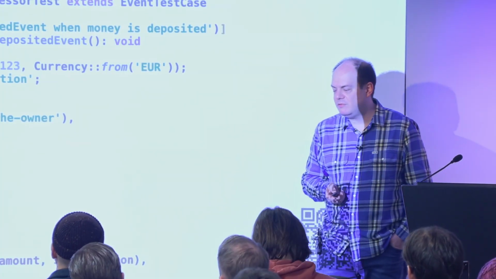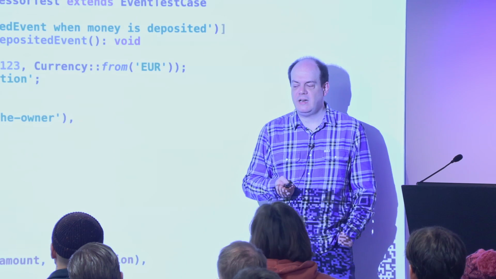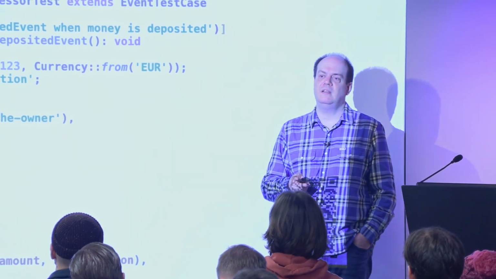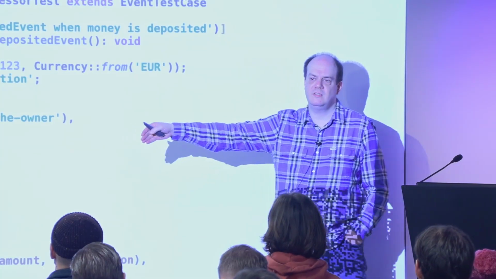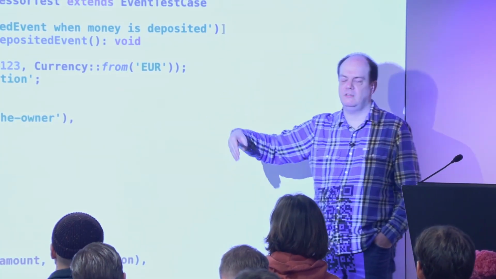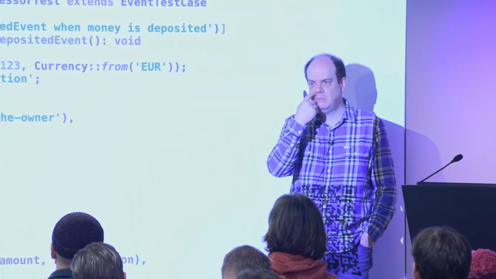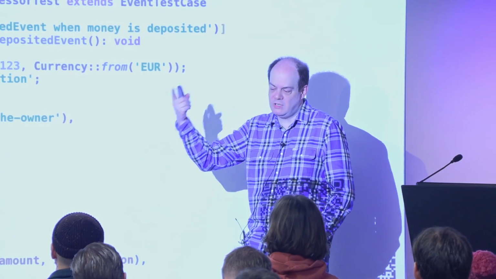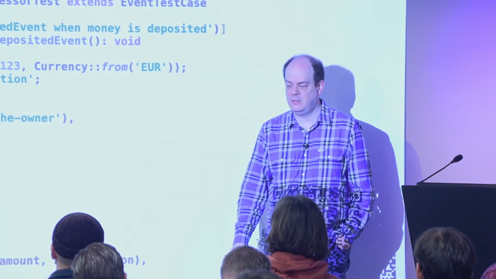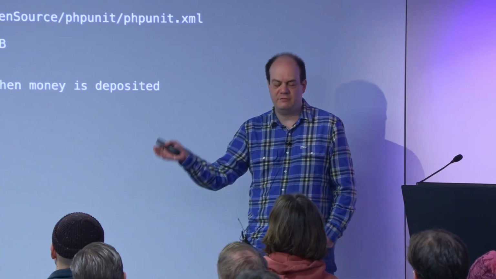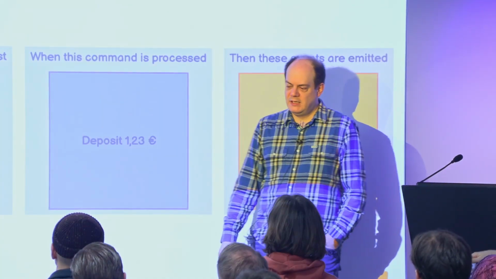And if you want to be really fancy, you can have two different implementations of event test case. One that uses the real event system with the real persistence for an integration test, and one that uses stubs and mocks to unit test the deposit money command processor, right? And I can run this test. We have seen this before.